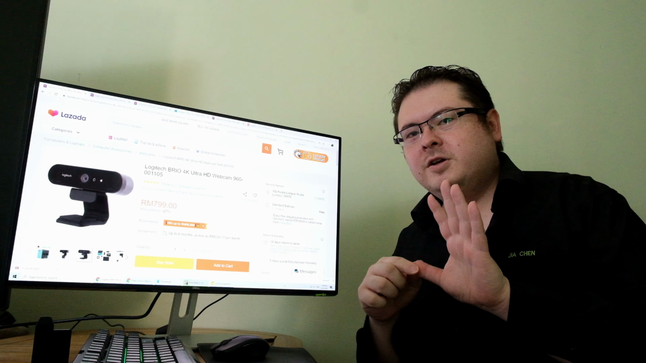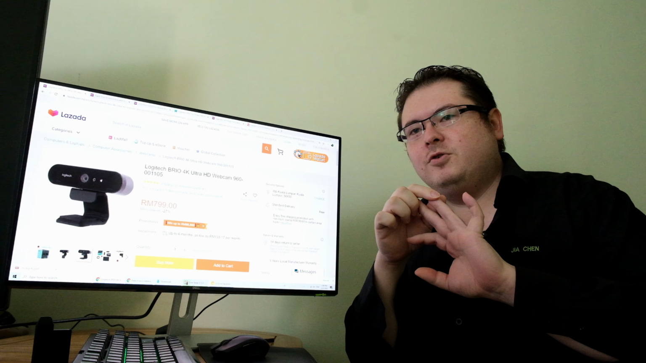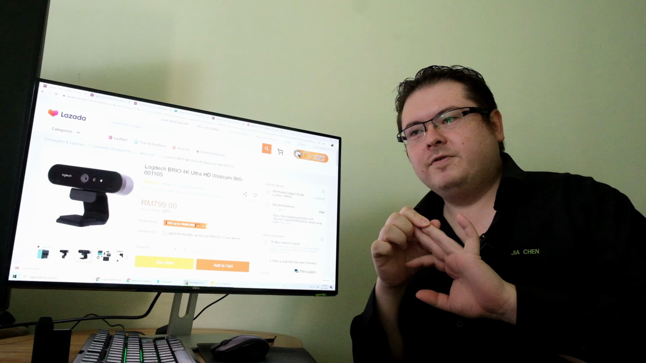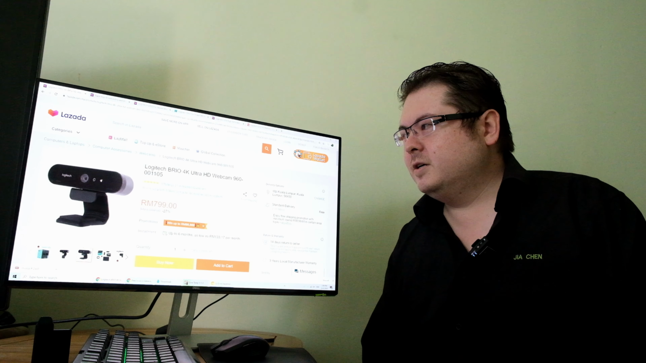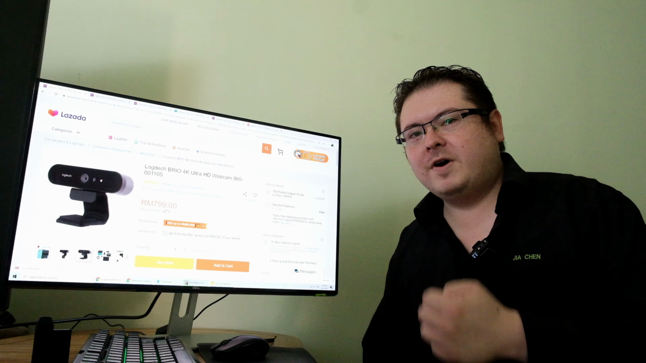With cameras, you have ISO, you have shutter speed, you have frame rate, you have resolution, and you have aperture. Lots of things to consider. We won't talk about everything. We just talk about frame rate.